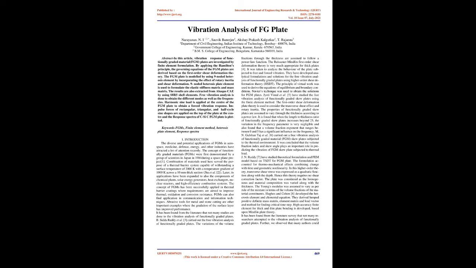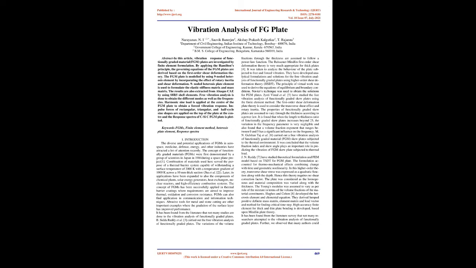The combination of materials used here served the purpose of a thermal barrier system capable of withstanding a surface temperature of 2000 K with a temperature gradient of 1000 K across a 10 mm thick section [2]. Later, its applications have been expanded to also the components of chemical plants, solar energy generators, heat exchangers, nuclear reactors, and high-efficiency combustion systems. The concept of FGMs has been successfully applied in thermal barrier coatings where requirements are aimed to improve thermal, oxidation and corrosion resistance.